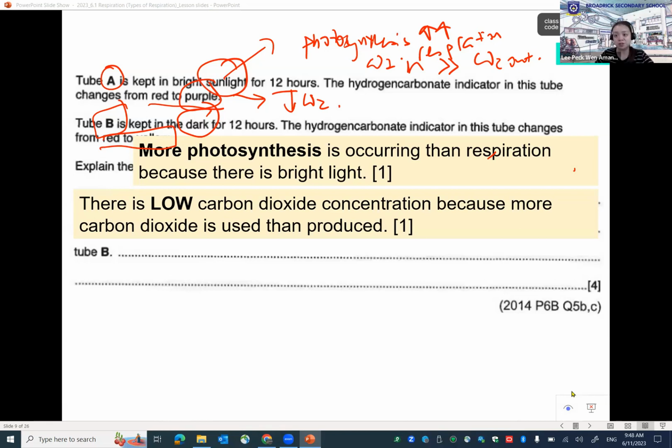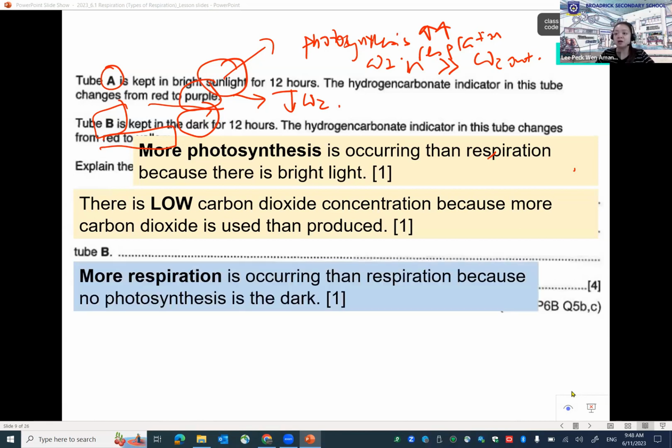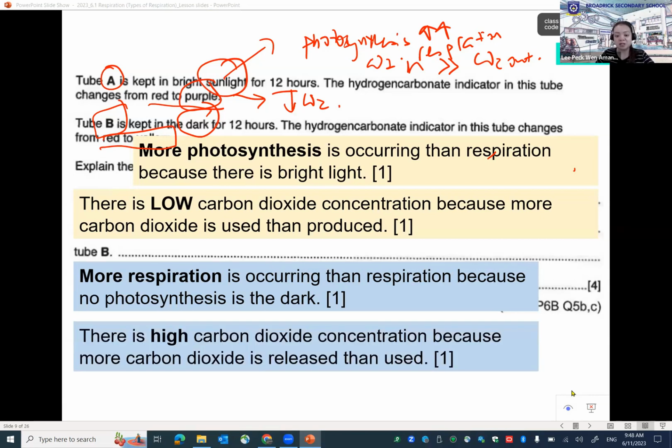Since there's no photosynthesis, only respiration is occurring. In fact, more respiration is occurring than photosynthesis, obviously, because photosynthesis does not take place in the dark. Therefore, more CO2 is given out and very little CO2 is taken in. That is why it changes to yellow, because the concentration of CO2 given out or put outside into the solution is actually much more.